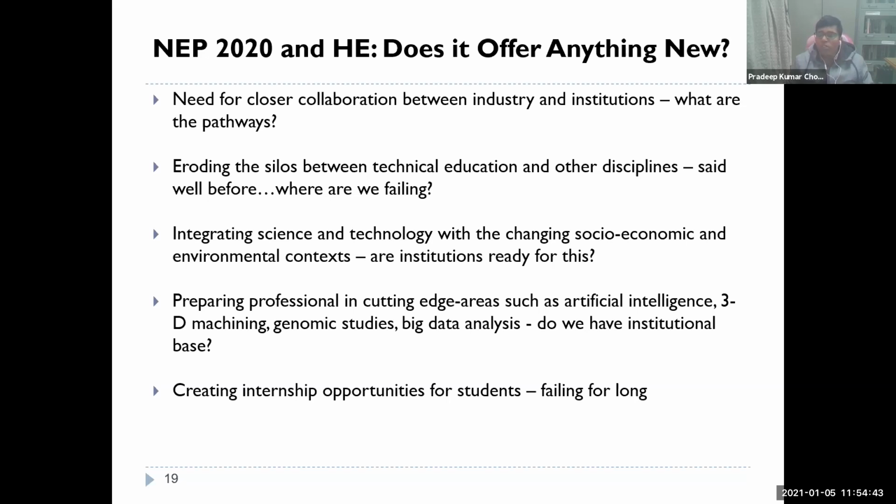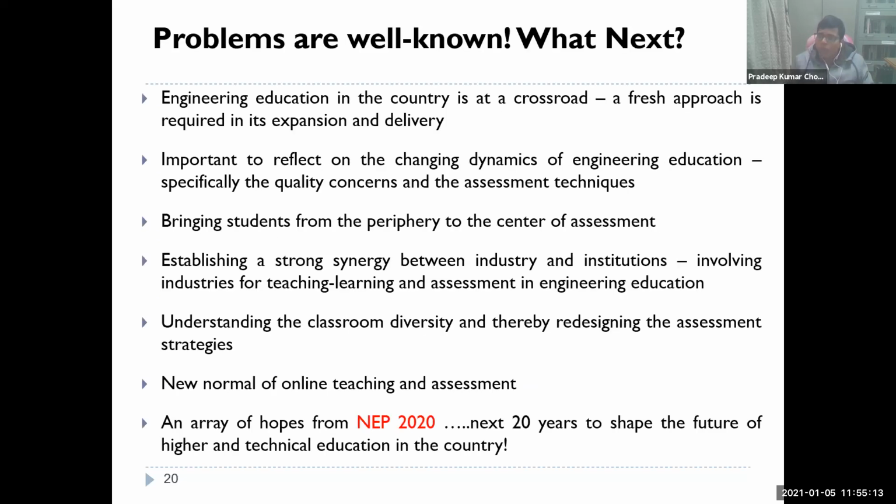Creating internship opportunities for students, which we have failed at for long. We say internship, but how do we go for internship? As my study said, close to half of the students have never gone for any internship, but they have completed engineering. And if we are doing internship, it is not only an issue with the institution. There should be a close linkage with industry. Industry should also come out very clearly in providing internships or internship facilities to the students, which is not happening.